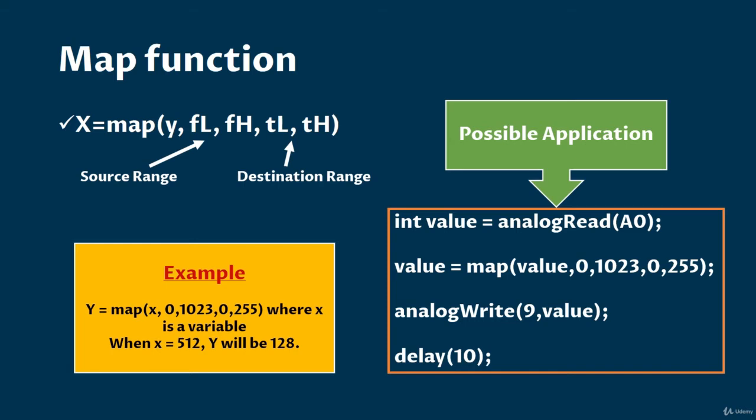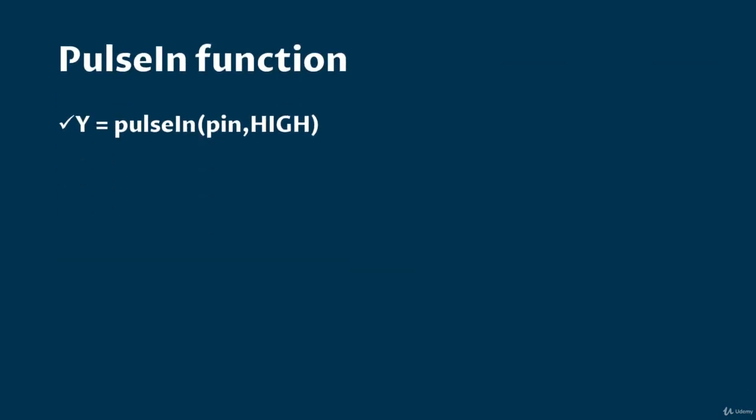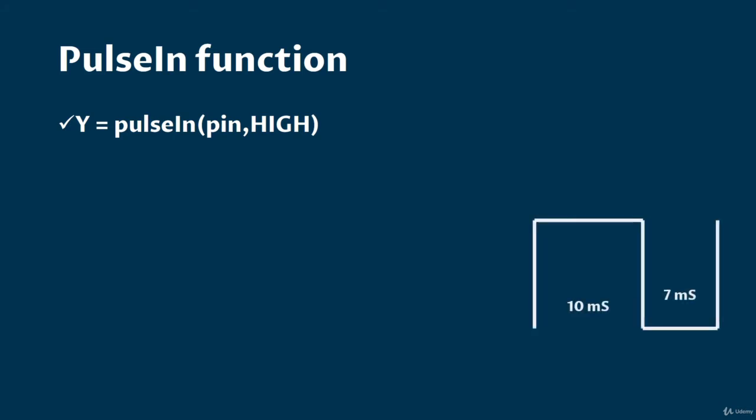So let's move on to our next function, that is pulse-in. Pulse-in is used to read the duration of high and low pulses. It returns the duration in microseconds. Look at the syntax, how we write pulse-in function. It's y is equal to pulse-in within bracket parameter 1, parameter 2. Here parameter 1 is the pin number where you want to read the pulses. And parameter 2 is the pulse type. It can be either high or low.